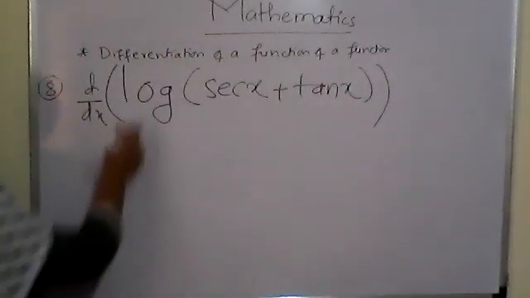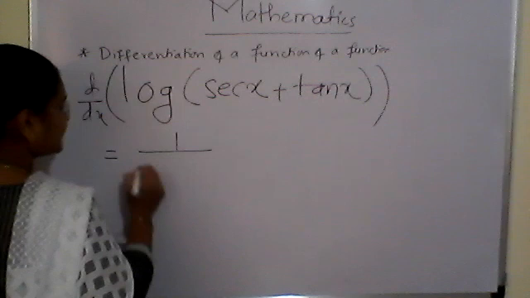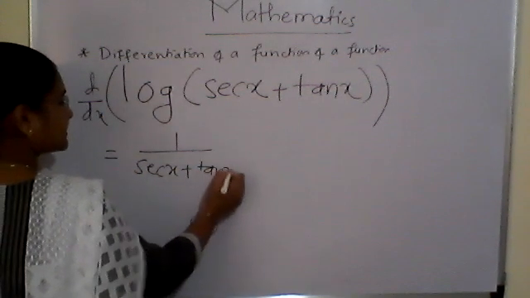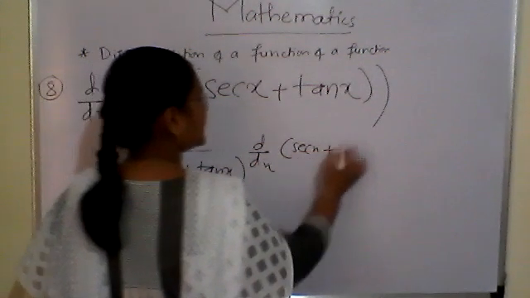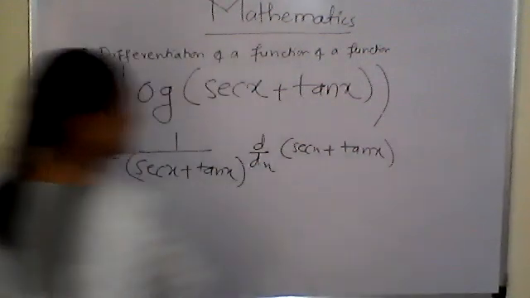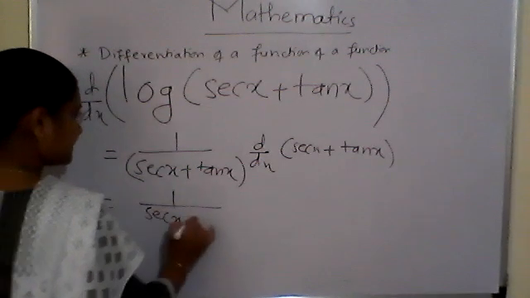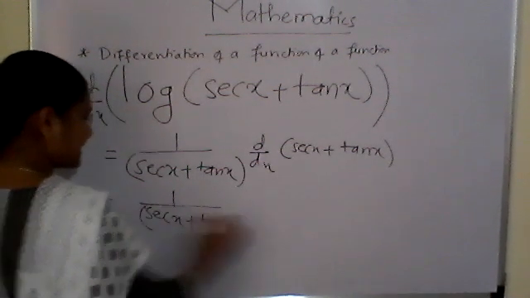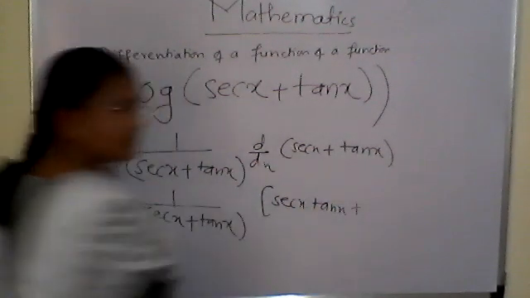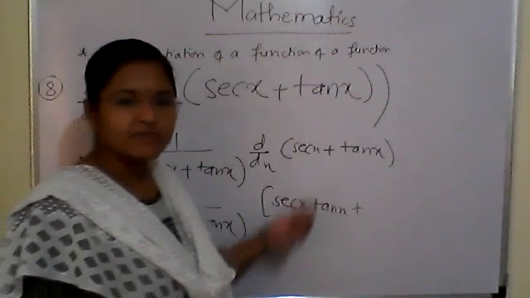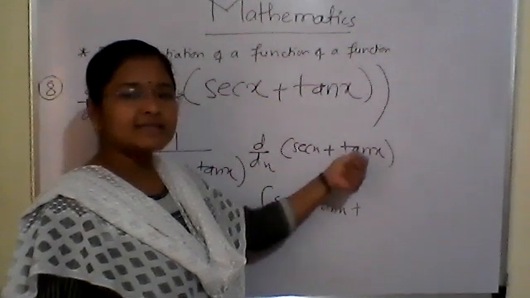Okay. So here the derivative of log of sec x plus tan x is equal to 1 upon sec x plus tan x into the derivative of sec x plus tan x. Here the algebra of derivative we have used. The derivative will go inside. The derivative of sec x is sec x into tan x. The derivative of tan x will be sec square x.